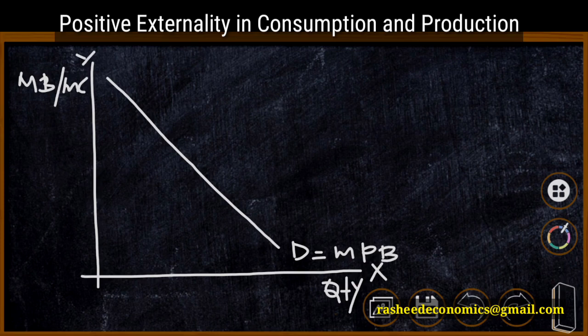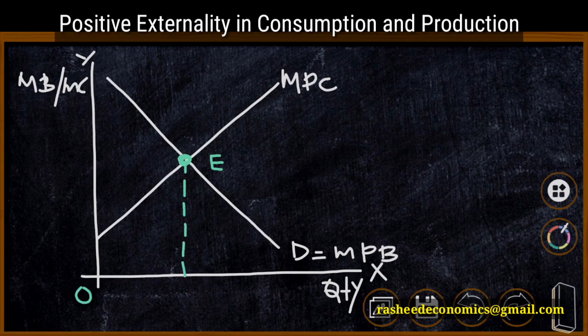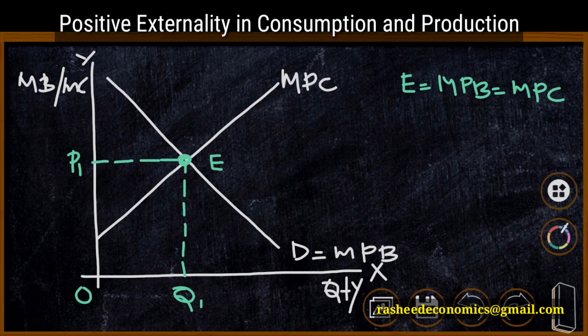Now we have a marginal private cost curve which is upward sloping. This is the supply curve of a firm. In case of perfect competition, this is the rising portion of marginal cost curve. Here we have identified an equilibrium point E, the green point E, where the economy is producing OQ1 quantity at OP1 price. Here it is clear that at point E, the marginal private benefit is equal to the marginal private cost. This is the condition of allocative efficiency.